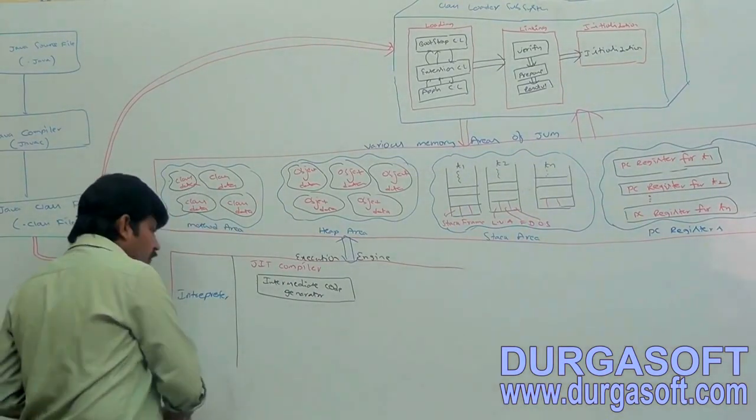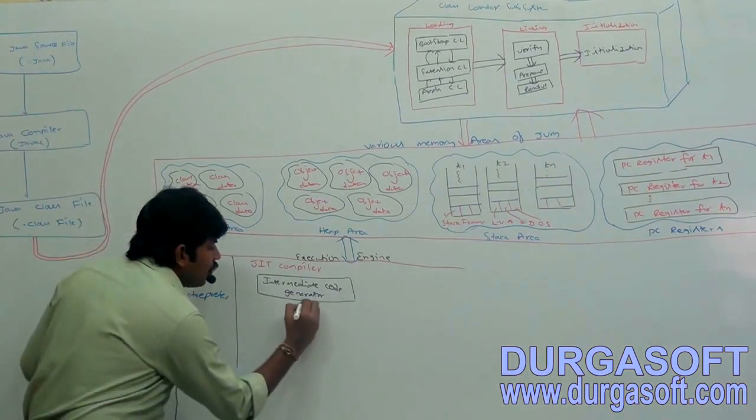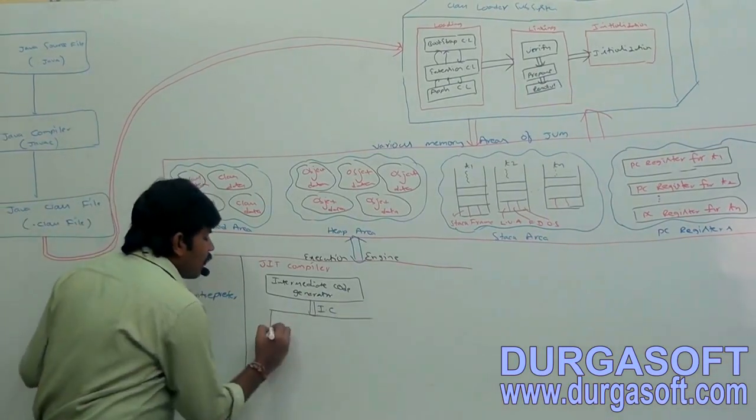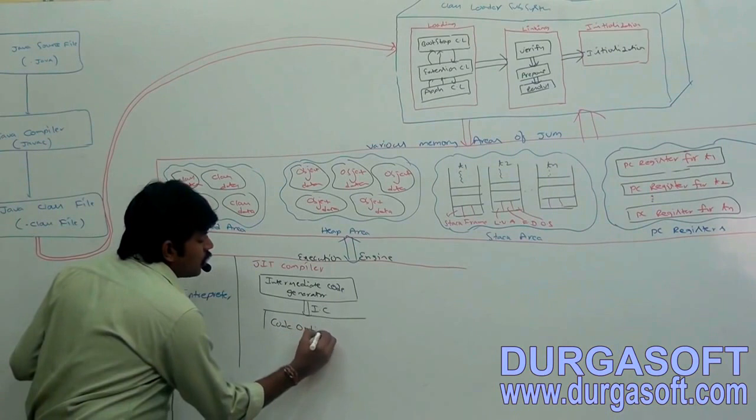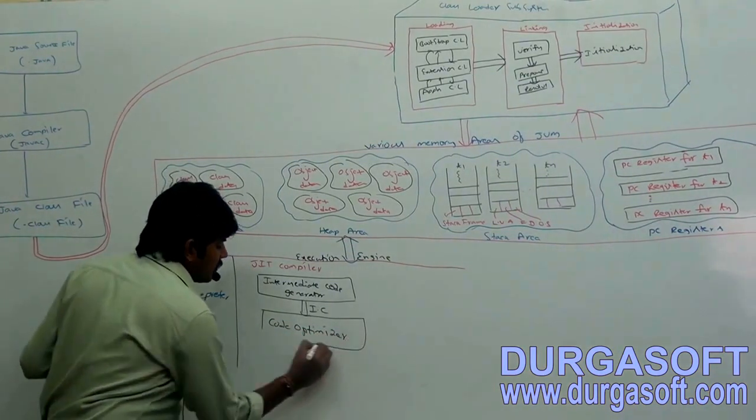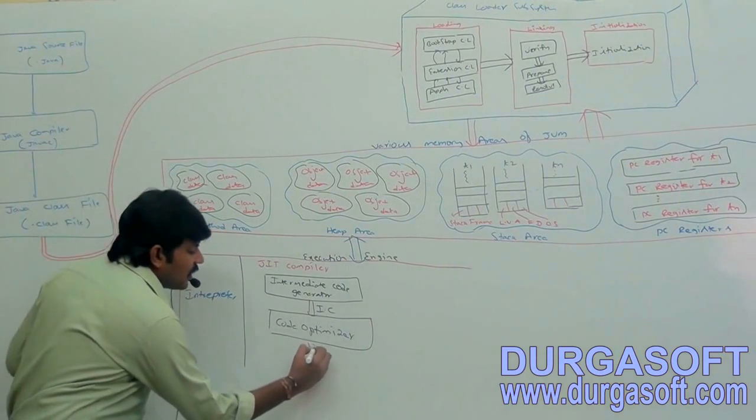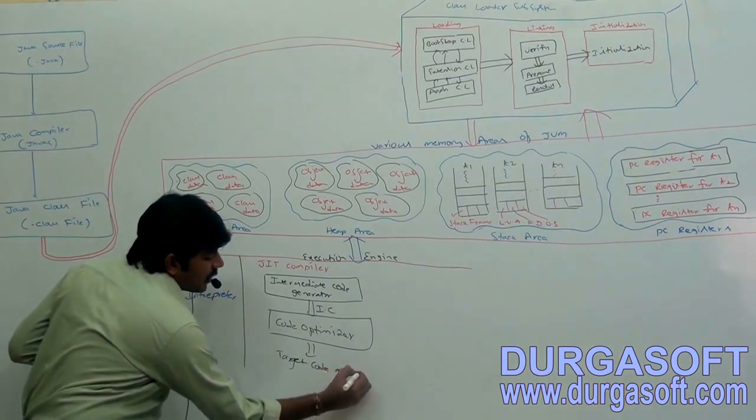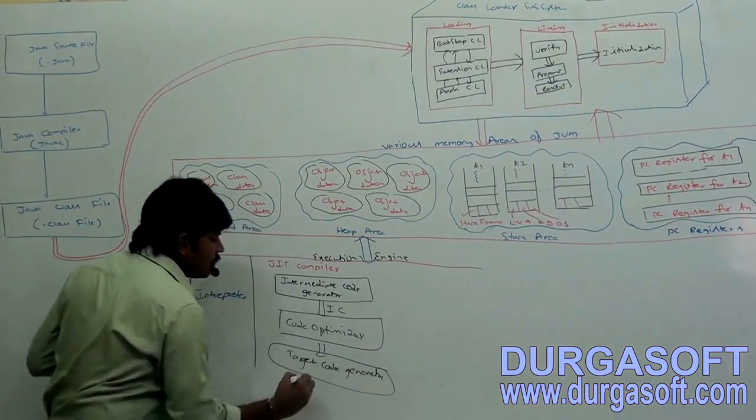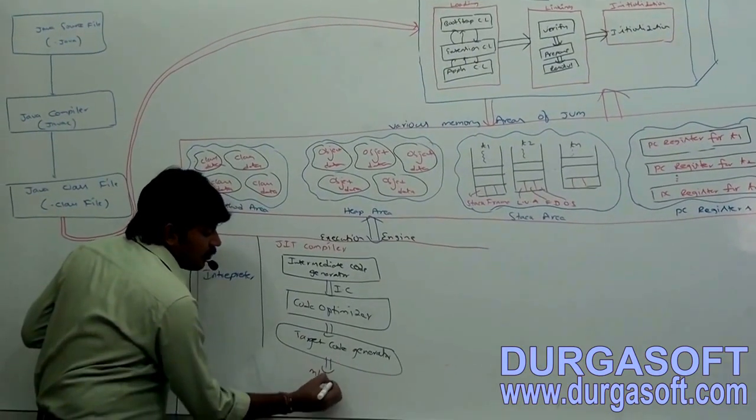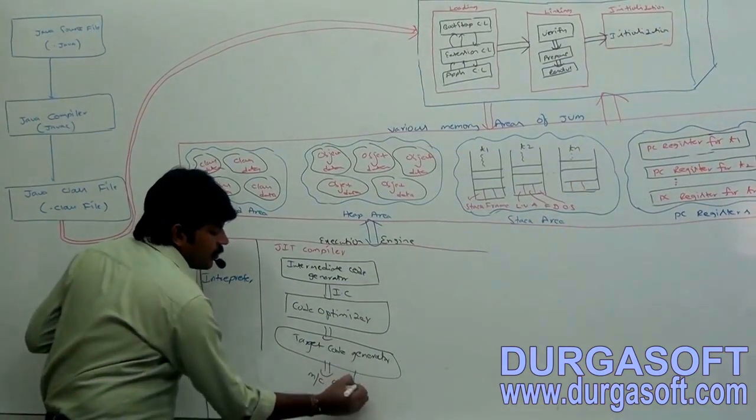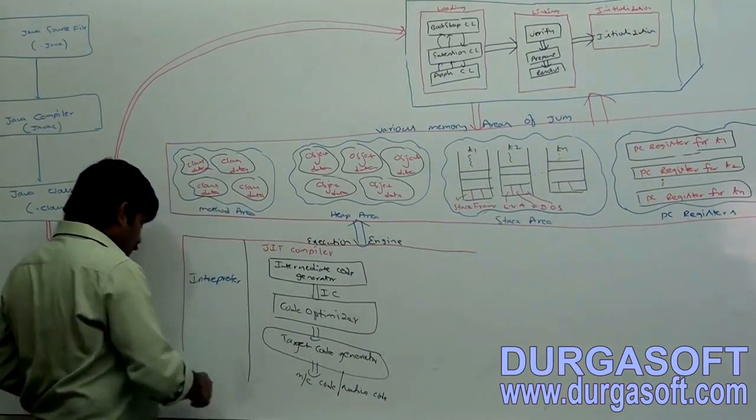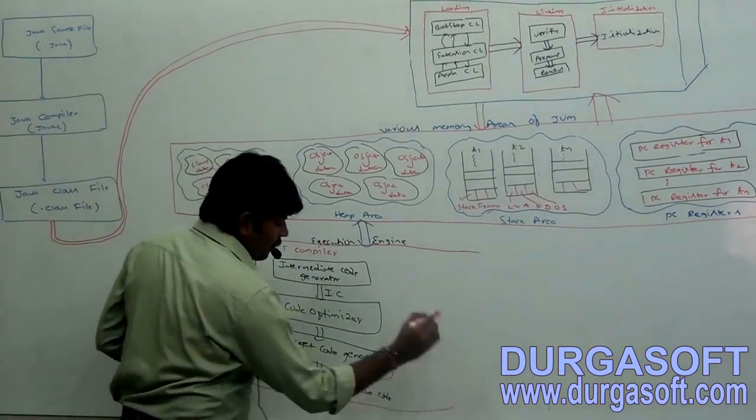The intermediate code generator produces intermediate code. Now the code optimizer is responsible to optimize that code. And then what is the next one? The target code generator. This target code generator is responsible to generate machine code or native code. Are you getting this part, sir? I hope so.